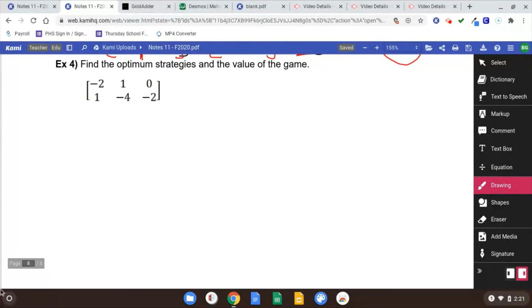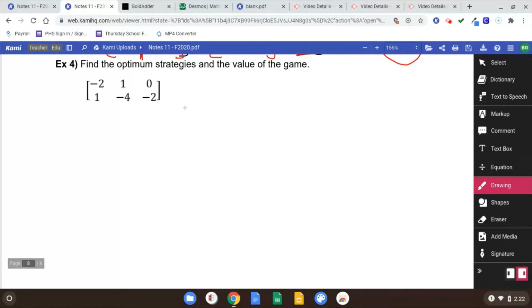Now I look for dominated strategies. Row first. 1 is better than -2, but this 1 is better than -4. So no rows can get dominated. Now let's look for columns. -2 is better than 1, and -4 is better than 1. -2 is better than 0, but -2 is better than 1. 0 is better than 1.